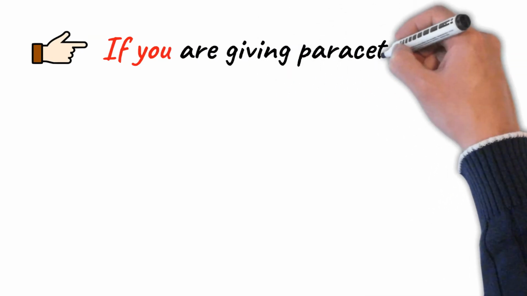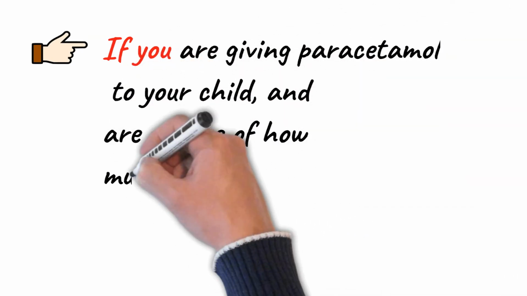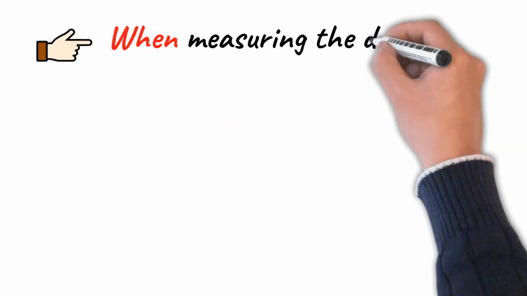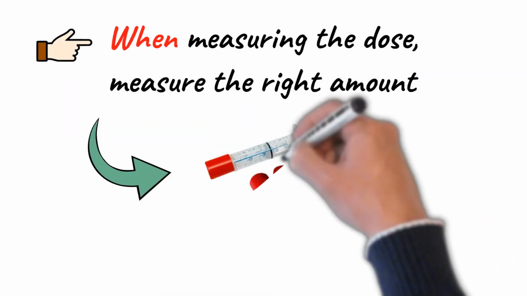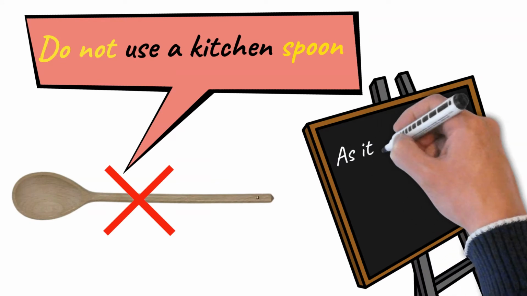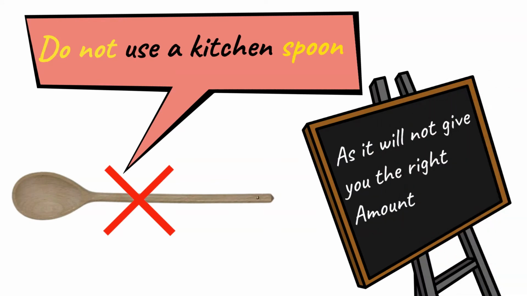If you are giving paracetamol to your child and are unsure of how much to give, always check with your pharmacist. When measuring the dose, measure the right amount using an oral syringe or medicine spoon. You can get these from your pharmacy. Do not use a kitchen spoon as it will not give you the right amount.